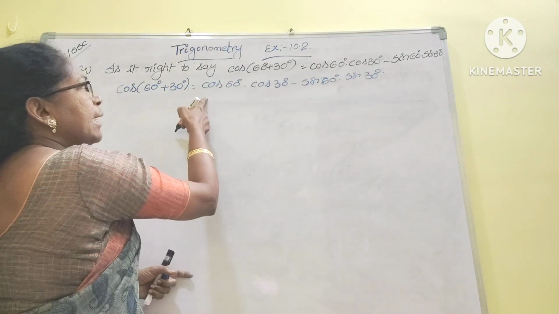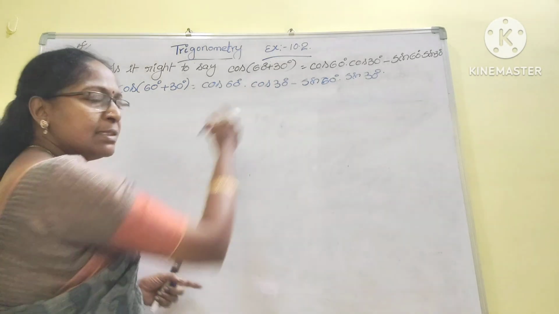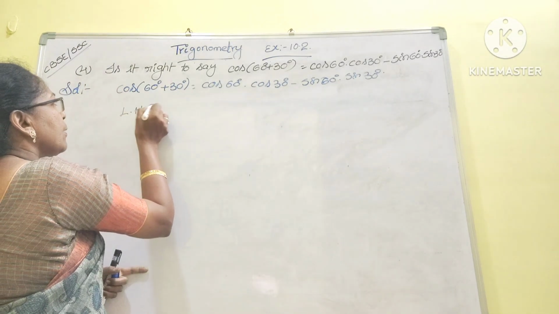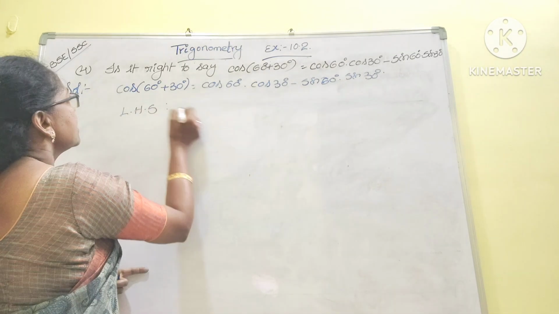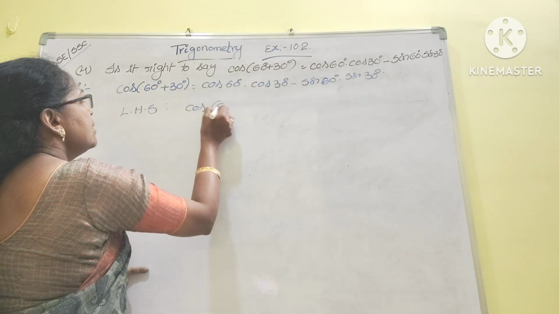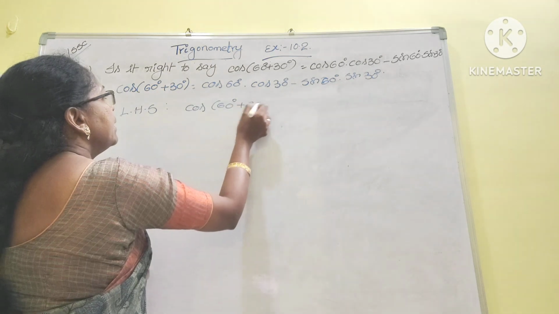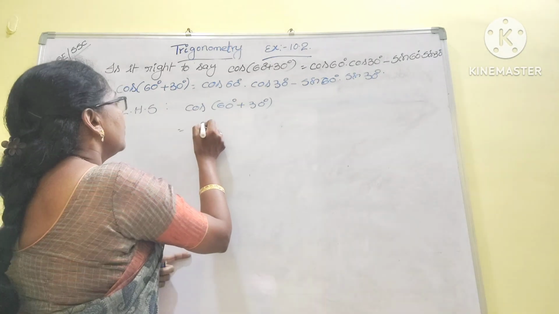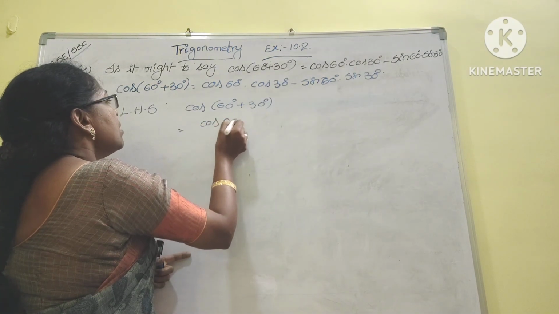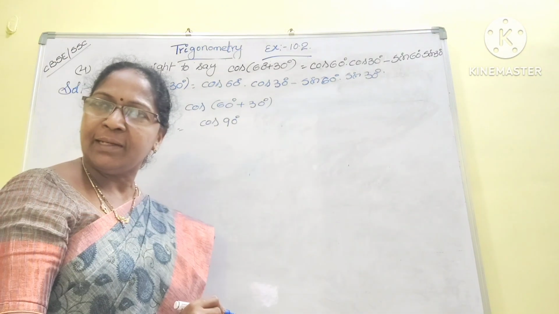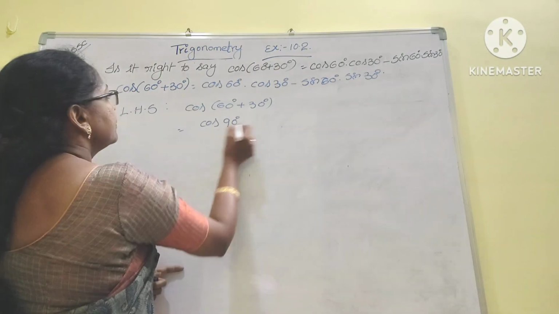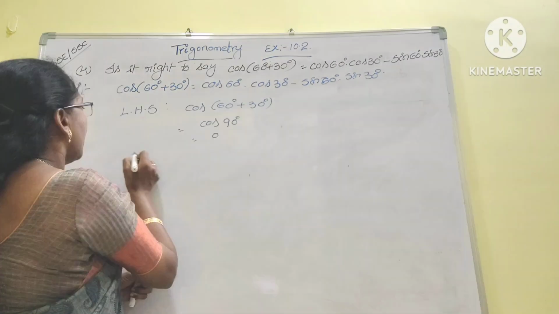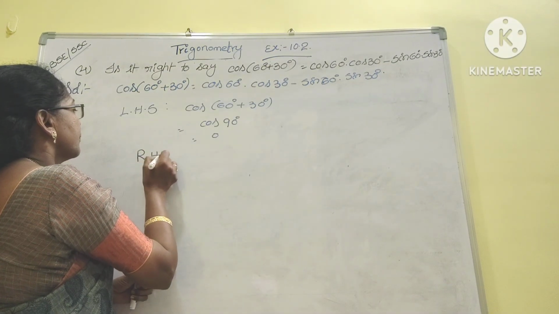Here this one is LHS and this one is RHS. So LHS value you have to take. What is that LHS? Cos(60 degrees + 30 degrees). That equal to cos(60 plus 30), which is 90 degrees. So cos 90, where cos 90 equal to how much? 0. This value equal to 0. Now RHS we have to check it.